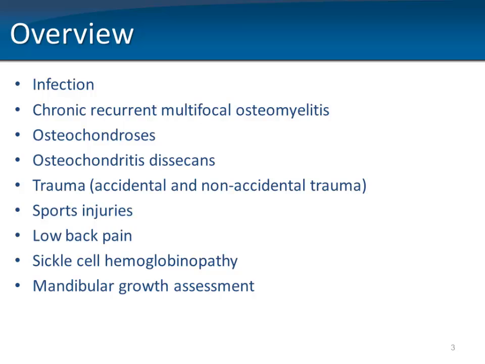Of course, infection is the mainstay, what we do in the pediatric setting, at least what I do. Then the chronic recurrent multifocal osteomyelitis, which is somewhat of a misnomer, so that's why I put it separately. The osteochondrosis, osteochondritis dissecans, something we see very frequently. Trauma, both accidental and non-accidental, but because it will also be addressed by my colleague, I will not go into much detail for the non-accidental trauma.